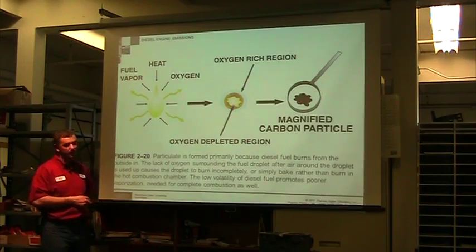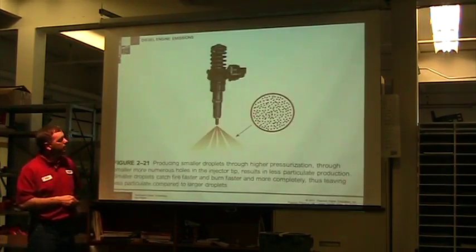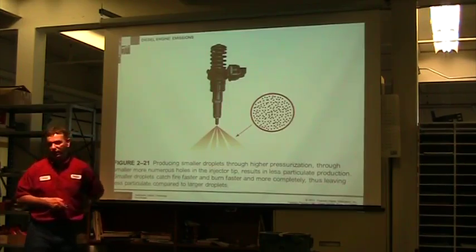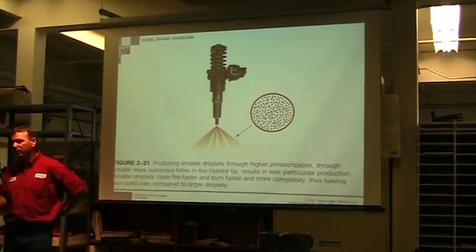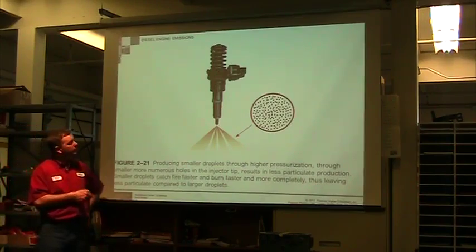Then they show fuel vapor is what burns. Heat is what breaks it apart, and oxygen combines with it and makes it burn. So you have a particle of raw fuel with vapor around it, with oxygen, and what doesn't burn is that carbon particle that's left.